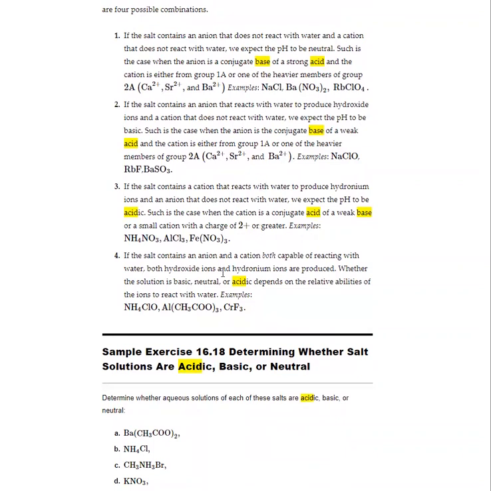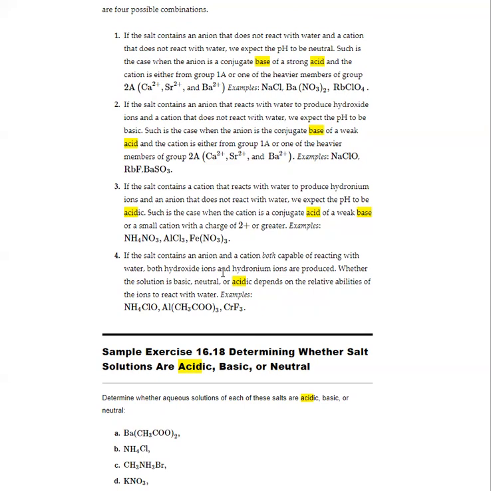So then our last type is if you have a weak acid and a weak base. A weak acid is going to form a weak conjugate base. A weak base is going to form a weak conjugate acid. And you can tell right from that whether the solution is going to be an acid or a base.